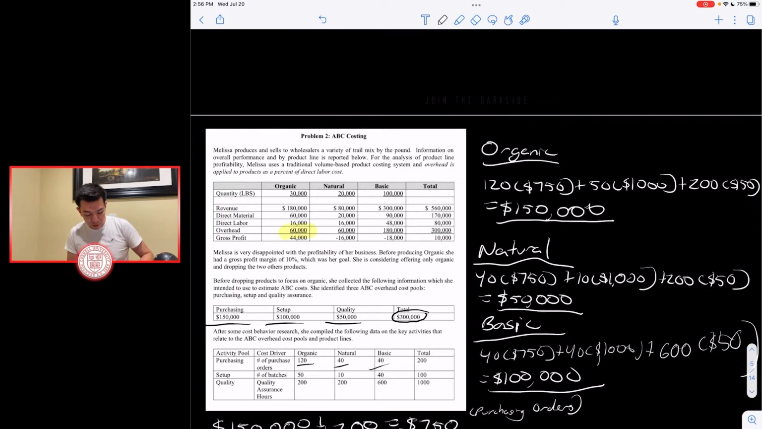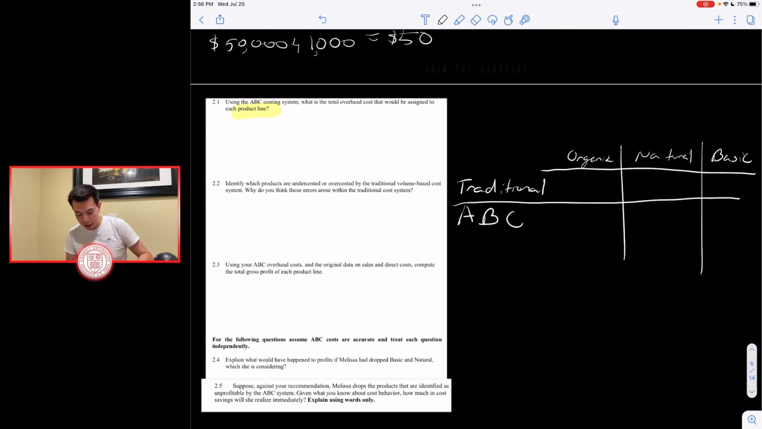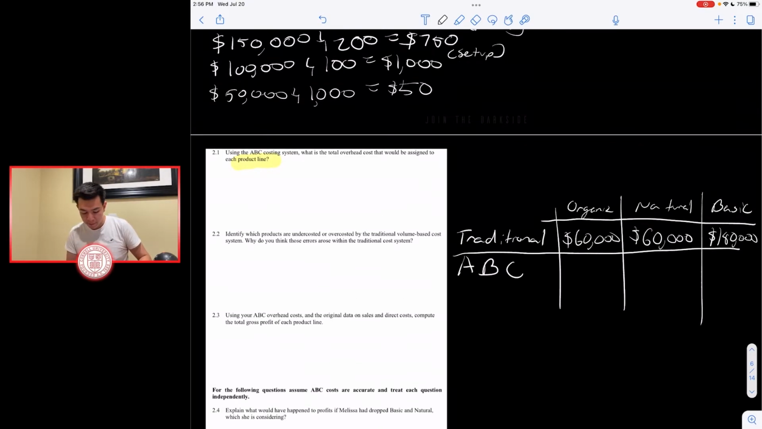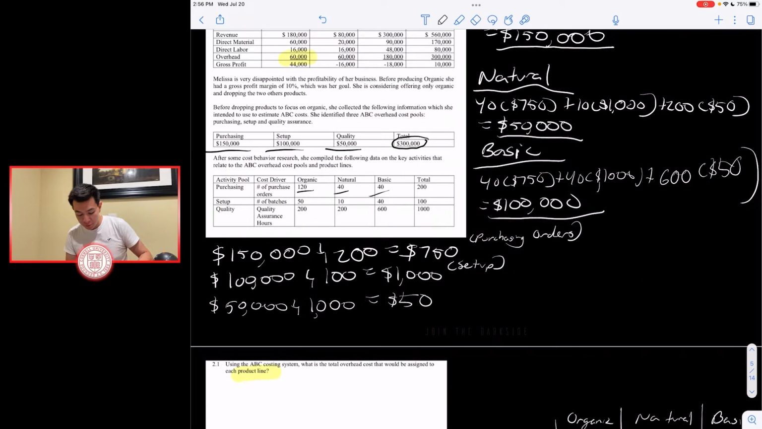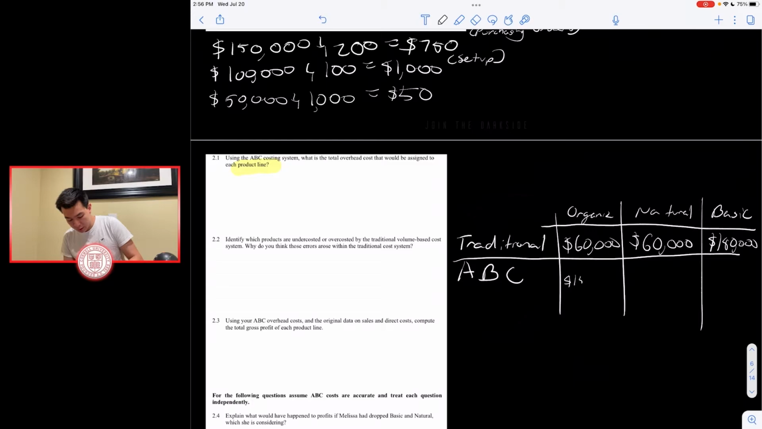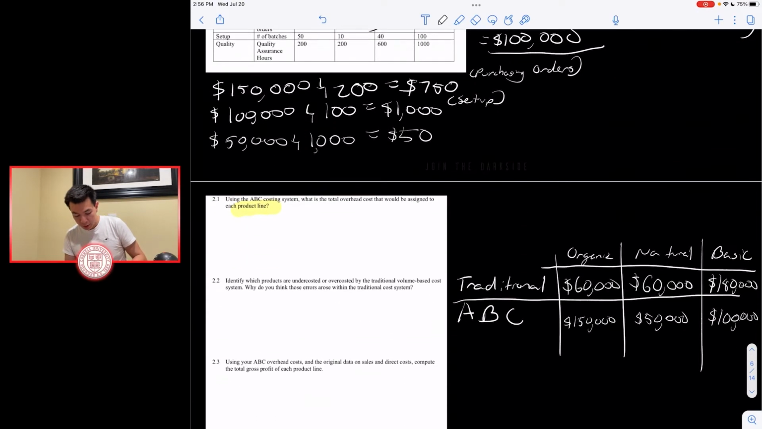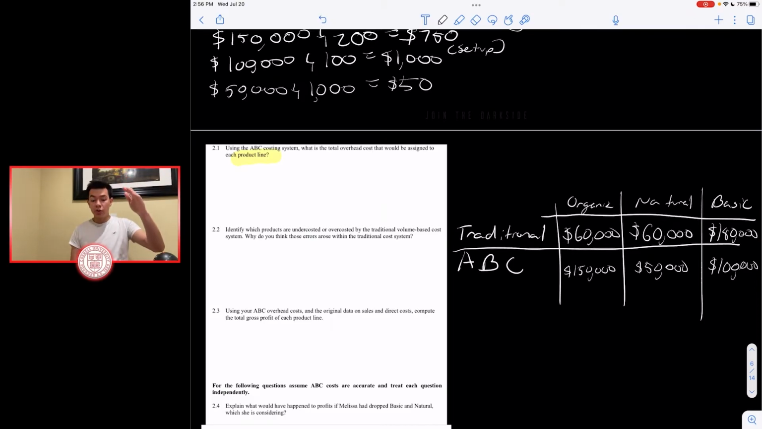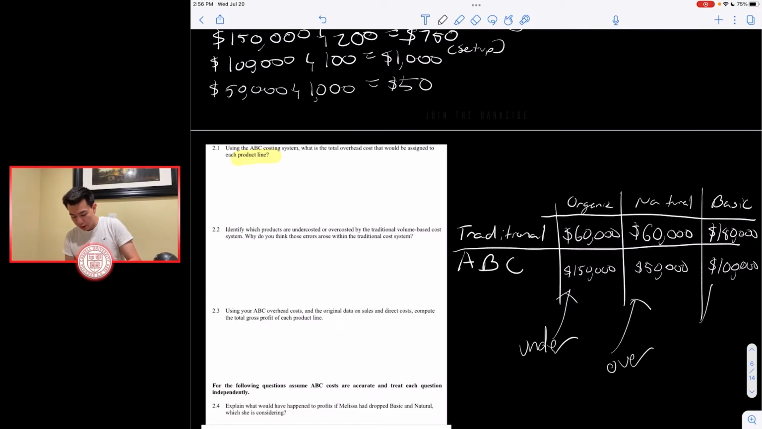And traditional numbers was 60,000, 60,000, 180,000. And what we're doing here is we're writing out these numbers so we can compare it easier from traditional to ABC costing. Okay, so now 150, 50, 100,000. Okay. So now, as you can see, comparing traditional to ABC costing, traditional undercosted here, and they overcosted here, okay?